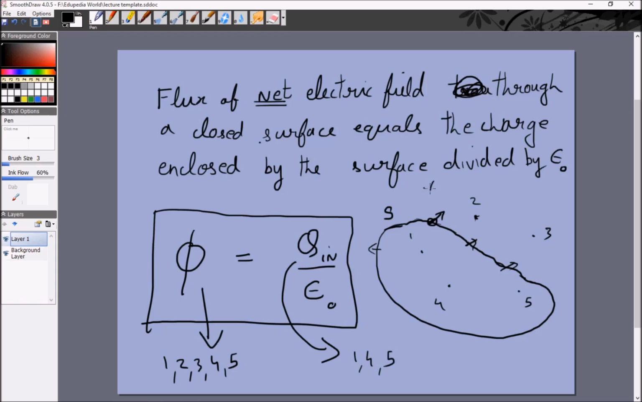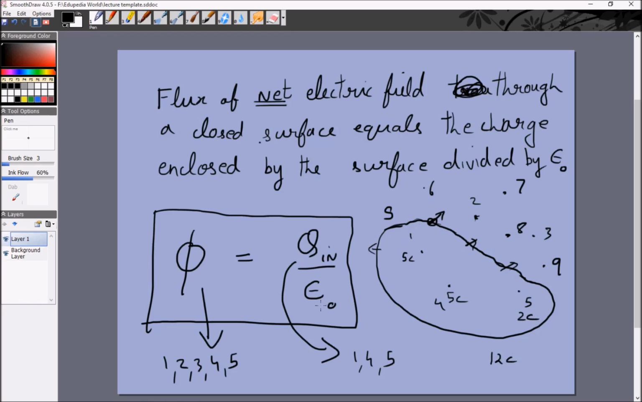If we were to add 6, 7, 8, 9 here, the right hand side would still remain the same because none of these charges are inside this surface. Inside this surface, let's say this has a magnitude of 5 Coulomb, this has a magnitude of 5 Coulomb, but this has a magnitude of 2 Coulomb. Then the total charge inside this closed surface is still 12 Coulomb.